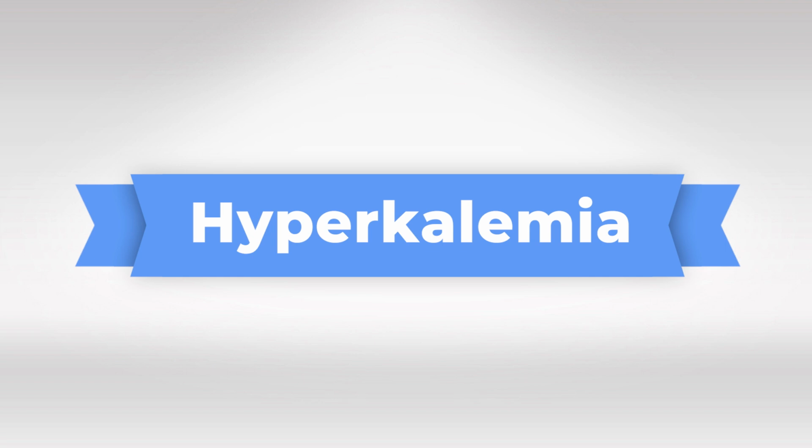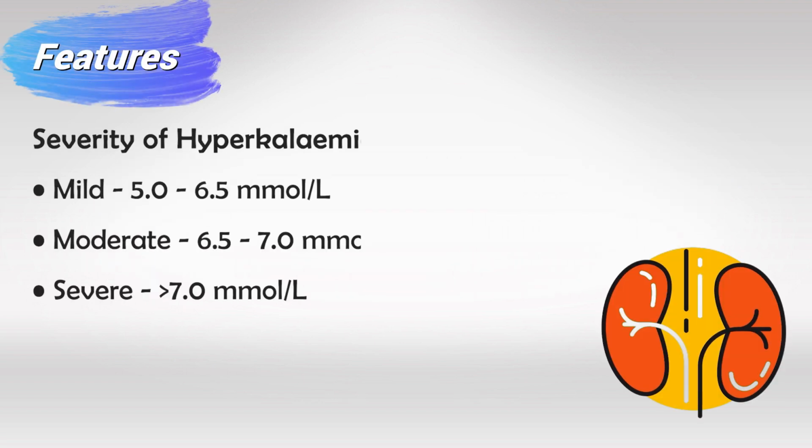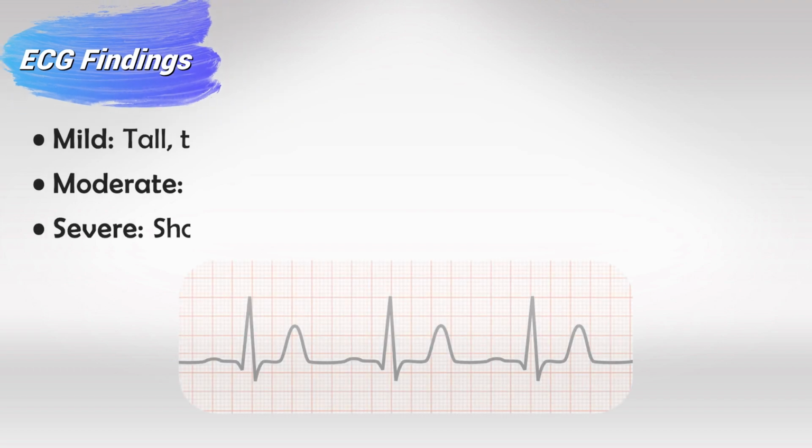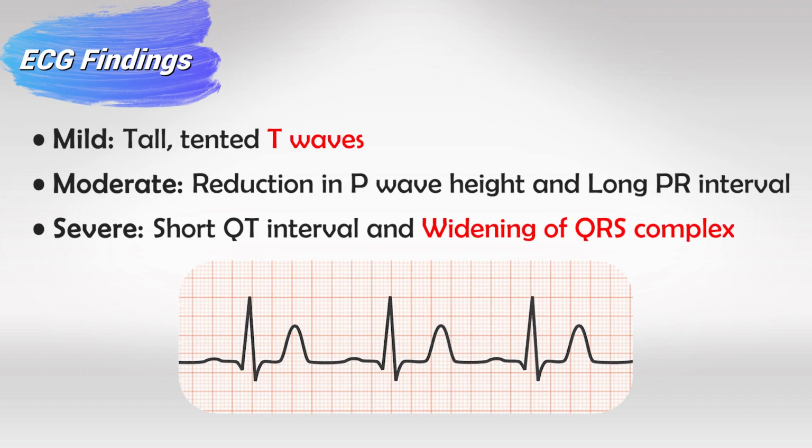We'll start with hyperkalemia, and this can be subdivided into mild, moderate, or severe. Mild being from 5 till 6.5, moderate being 6.5 till 7, and anything more than 7 is severe. In the ECG, mainly in the mild state, look at the T wave being tall or tented in shape. A T wave that looks like a tent is a sign of mild or some state of hyperkalemia.